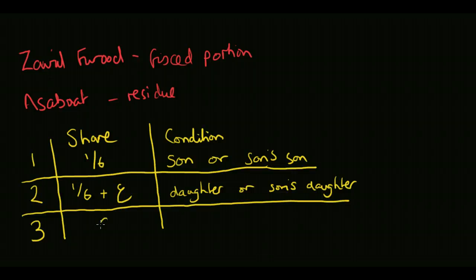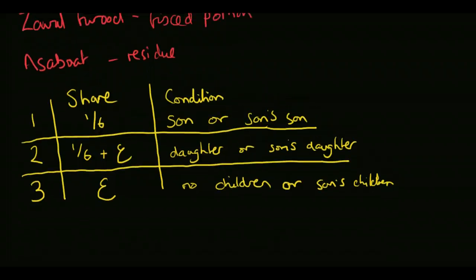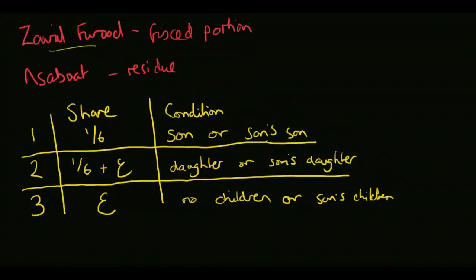The third state is when the father just receives asaba, and this is when there are no children or son's children, meaning son's son or son's daughter. If there's neither children or son's children, then the father receives asaba. So he doesn't receive a sixth, he just receives whatever remains after the other Zawil Furud will receive their share.